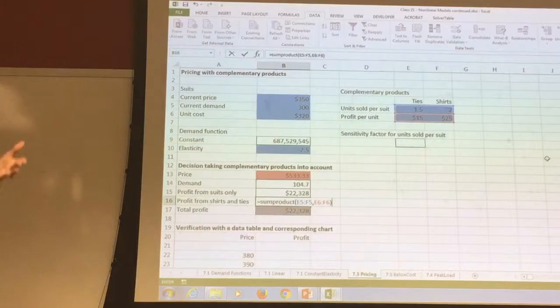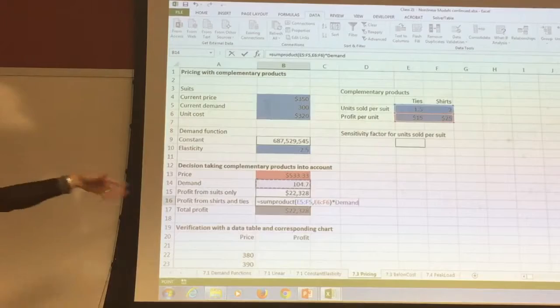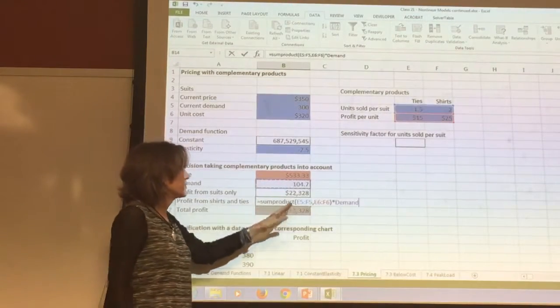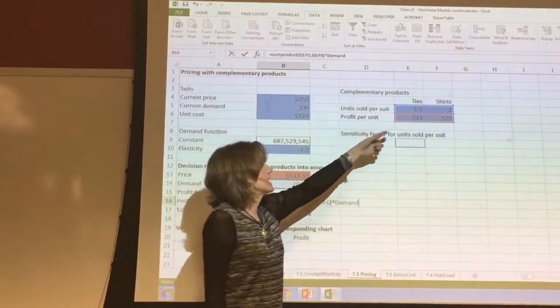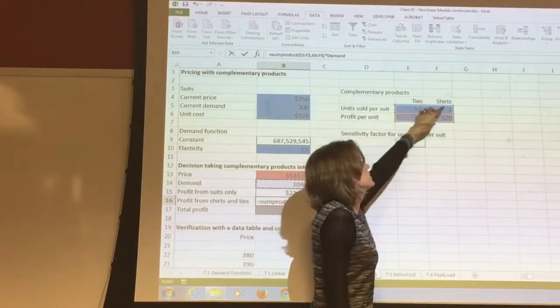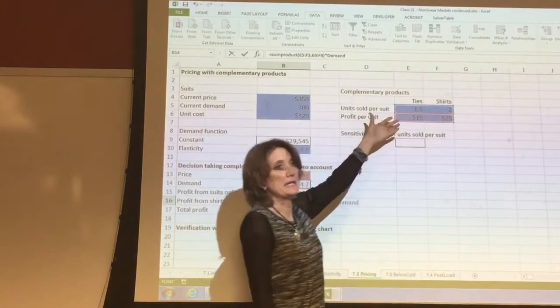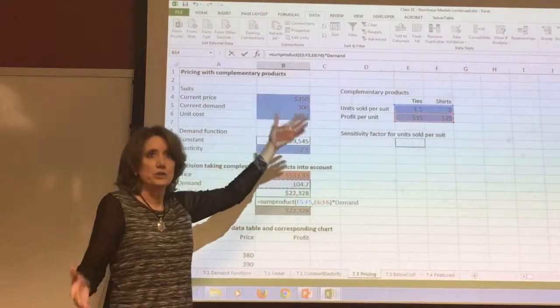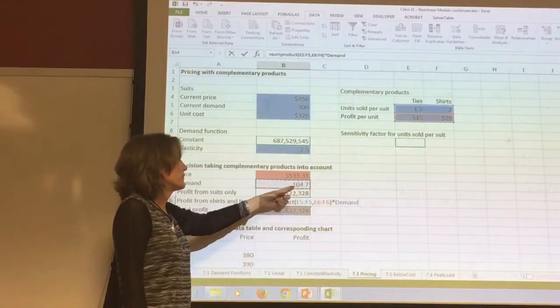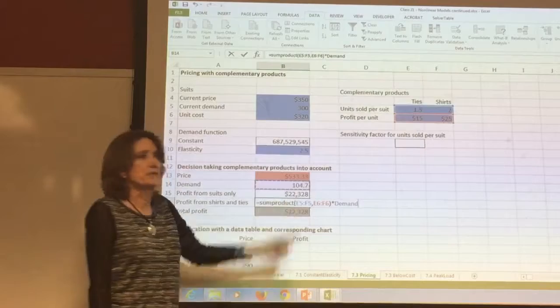We now have to take that and multiply it by what? Demand, because that's the shirt and tie profit for every suit that we sell. Okay, so we now multiply this times however many suits we sell, which is our demand. So yeah, we did the sum product of this, because for everyone we're getting $22.50, we're getting $72.50 additional on average for all the suits we sell. This is how many suits we're selling.